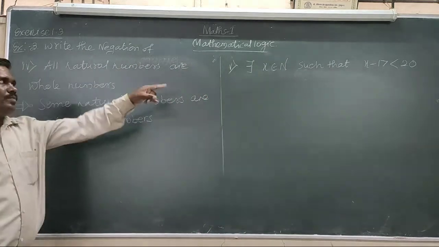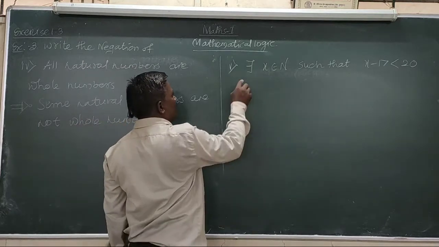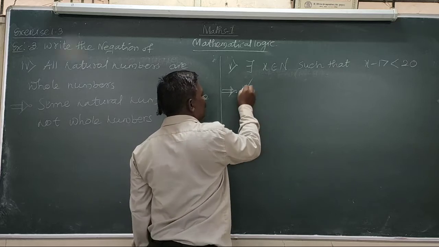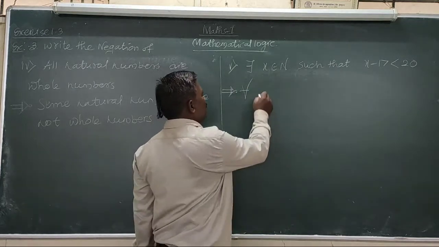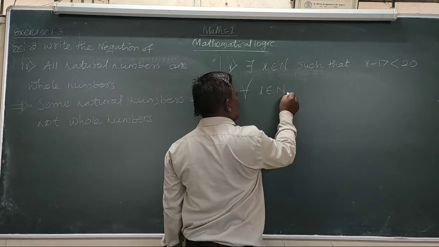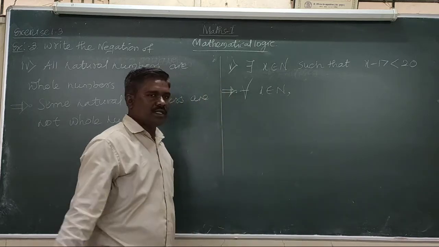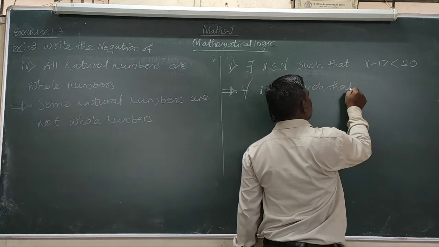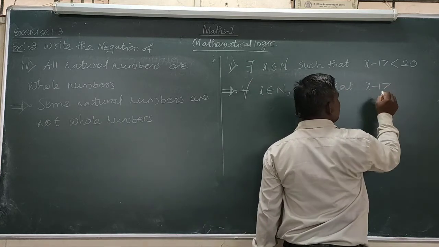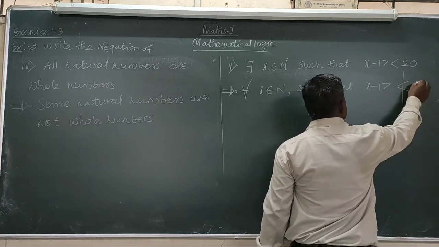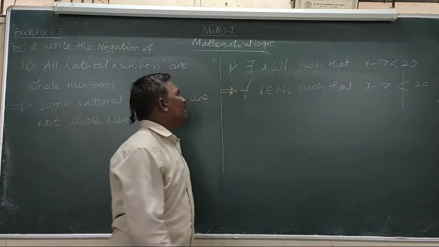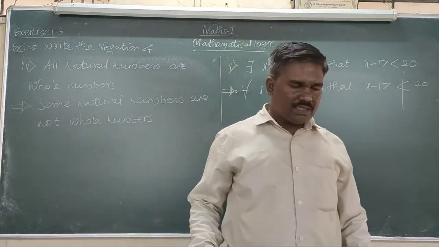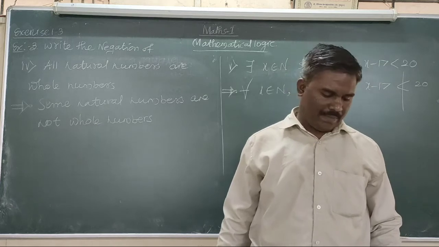Write the negation of this simple statement. Its negation: the there exists symbol converts into for all x belonging to the natural numbers N such that x minus 17 is not less than 20. That is the negation of the given statement. Also solve some examples in this exercise at home.